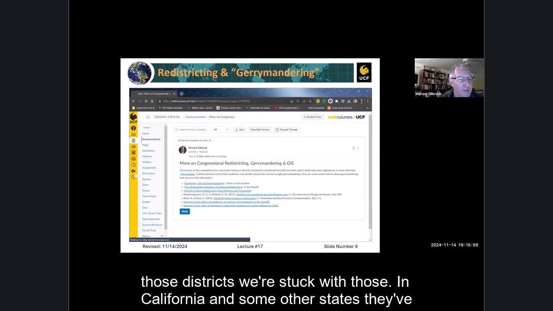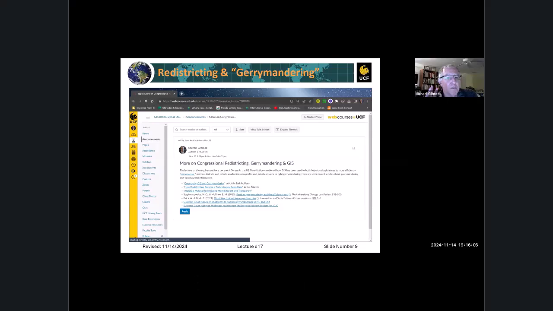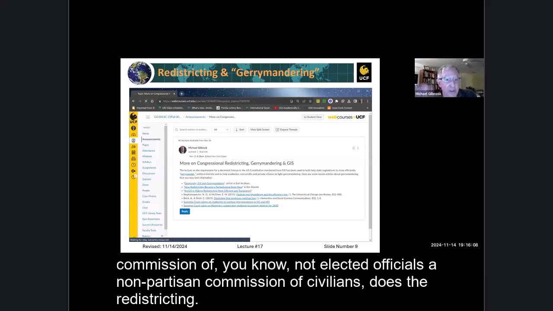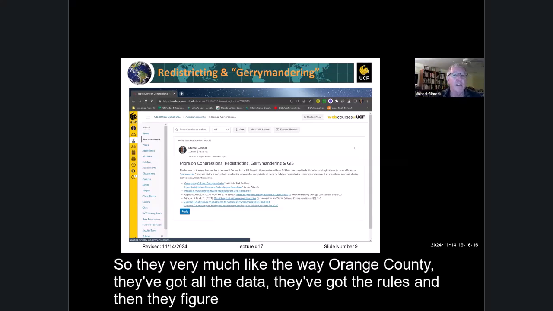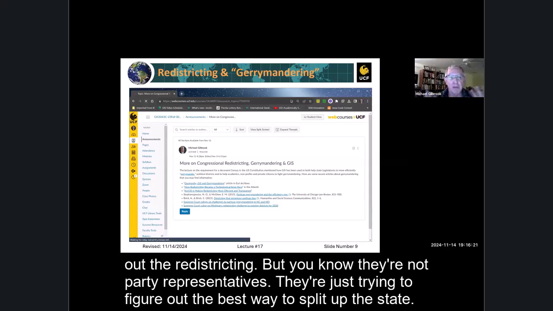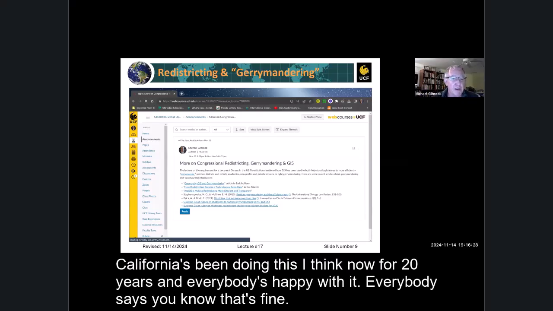In California and some other states, they've gone about it a different way. They've had a nonpartisan commission of not elected officials, a nonpartisan commission of civilians does the redistricting. So they, very much like the way Orange County, they've got all the data, they've got the rules, and then they figure out the redistricting. But they're not party representatives; they're just trying to figure out the best way to split up the state. California's been doing this, I think, now for 20 years, and everybody's happy with it. Everybody says, that's fine; it works great.